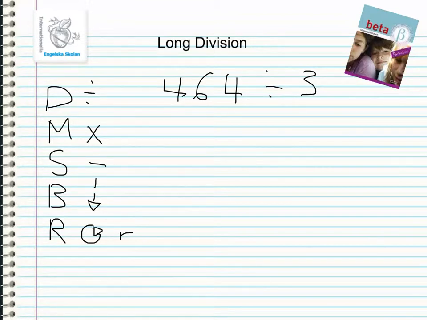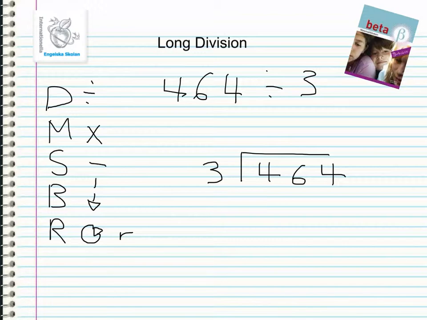Now, the first thing I'm going to do is set my question up. I'm going to set it up in a way called the bus stop. So, the first thing is we build ourselves a bus stop, and inside the bus stop goes the number we're going to divide. It's important you give yourself enough space so that we can do all the steps. And we're dividing by 3, so 3 is going on the outside of my bus stop.